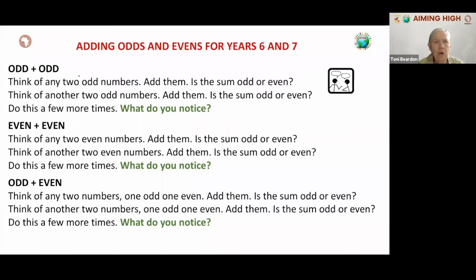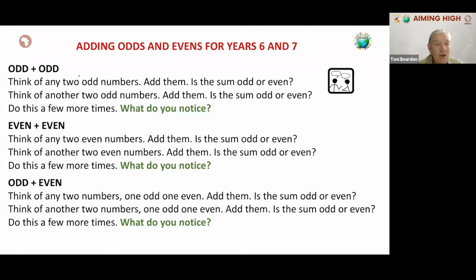Now think of any two odd whole numbers, add them. Is the sum odd or even? Now remember that. Still keep your eyes closed. Think of another two odd numbers. Add them. What's happened this time? Is the sum odd or even? We're going to do this once more. Think of two odd numbers, different ones. Add them up. Is the sum odd or even? Now you can open your eyes.